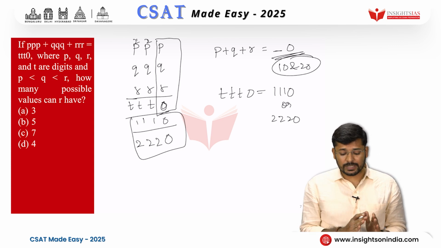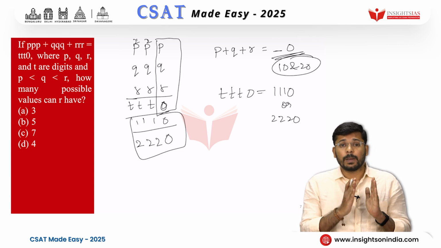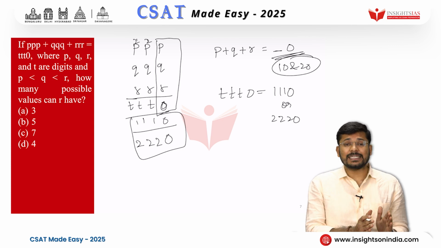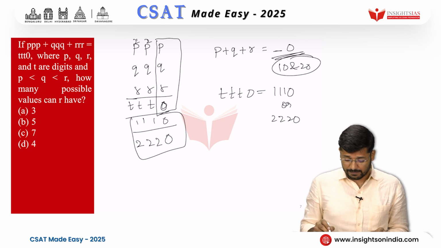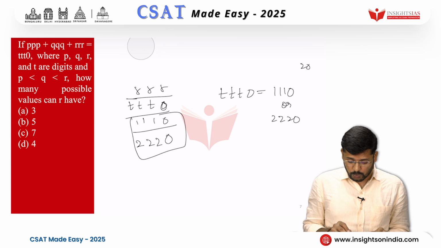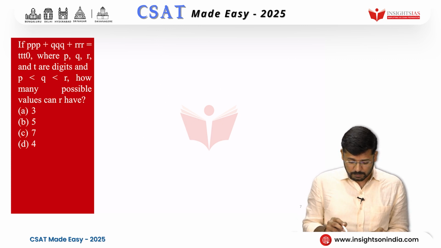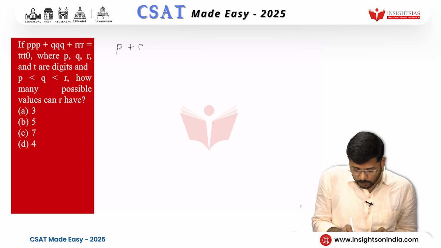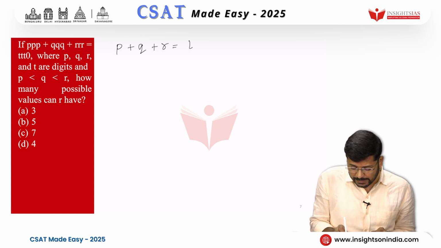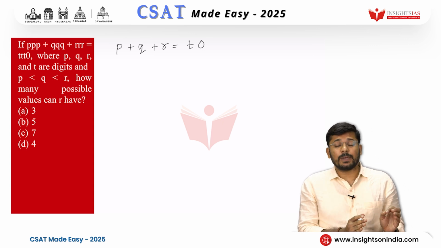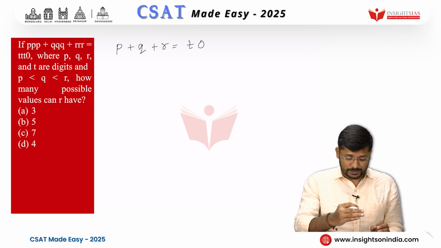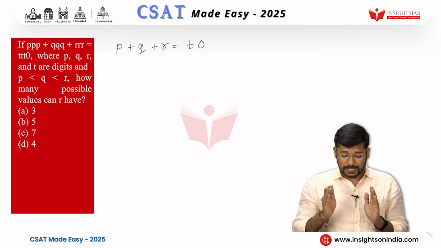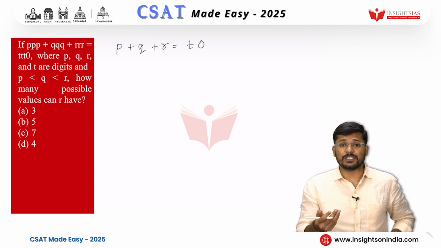So we need not worry about the 3 digits at all. We only need to worry about P plus Q plus R being T0. If we satisfy that condition, this 3 digit thing will get satisfied by itself. Okay. Now we shall see how to do that. It is very similar to the previous problem. P plus Q plus R is equal to T0. So triple P plus triple Q plus triple R is equal to triple T0. It is synonymous to P plus Q plus R being equal to T0. If this condition is satisfied, then that condition gets satisfied by itself.